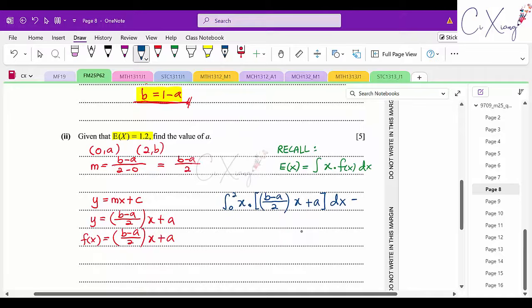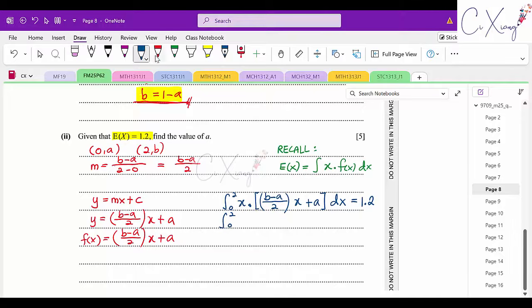And we know that this is the mean, right? This is the E(X). So this E(X), we know that the value is actually 1.2, given in the question. Okay, then now before the integration, I have to multiply the x into the function, right? This one multiplies to the first term, this one multiplies to the second term. So you'll be having (b minus a) over 2 x squared plus ax, and it equals 1.2.